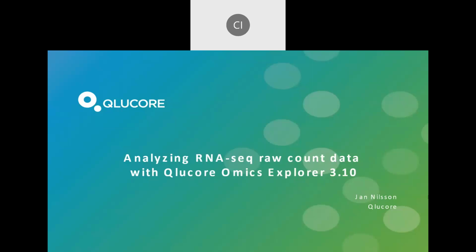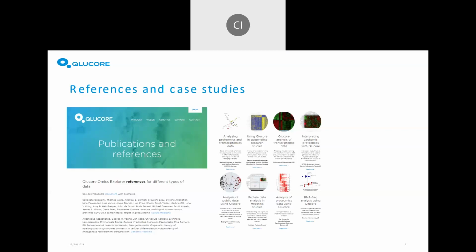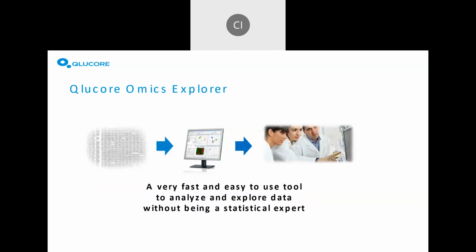And then, of course, you can use the product also for a number of other types of data. But today we're going to focus on RNA sequence raw count data and analysis of that type of data. So I hope you can see the presentation on your screen at the moment. On our website we have a number of case studies and other information that could be useful, but we have also put the information there about a new release 3.10. You're most welcome to visit the website and learn more about the product there.